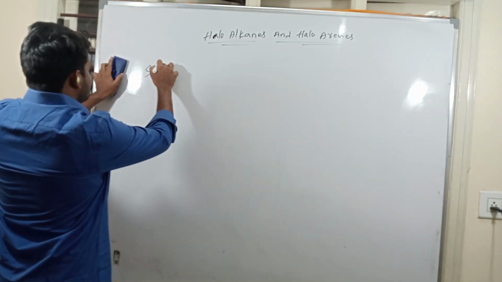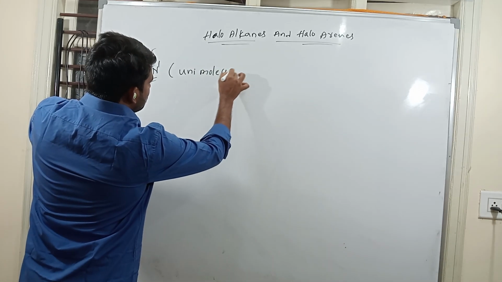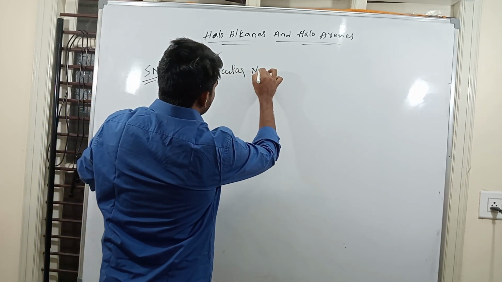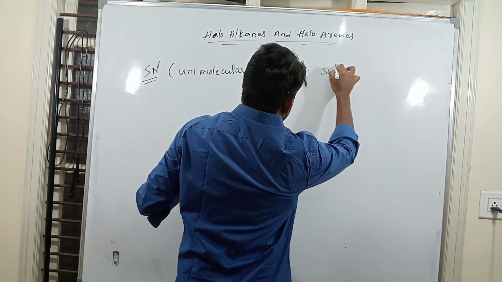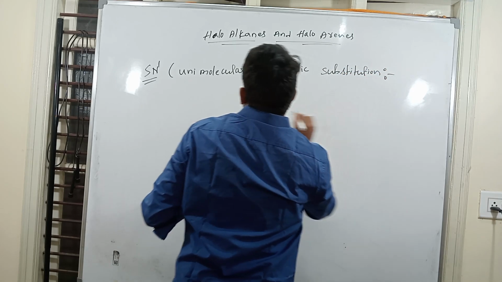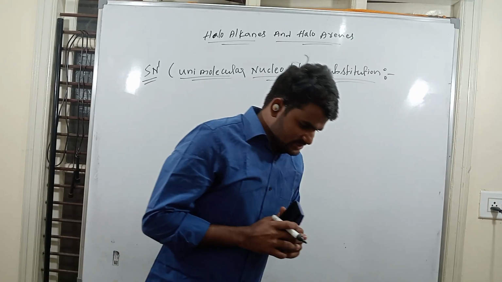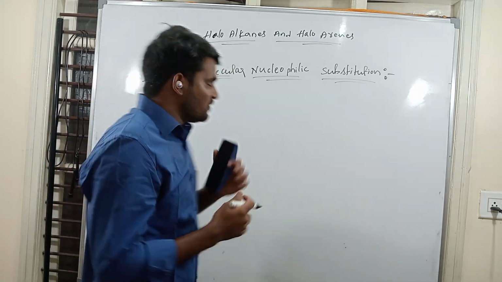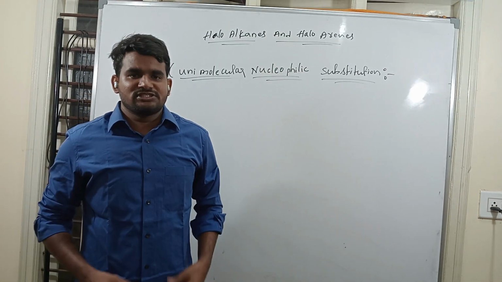What is the SN1 reaction? SN1 is a unimolecular nucleophilic substitution reaction. Why is it called unimolecular nucleophilic substitution? I will tell you in the mechanism, don't worry. I will take one example so we can easily understand the mechanism of the SN1 reaction. This reaction is also called hydrolysis of alkyl halides.